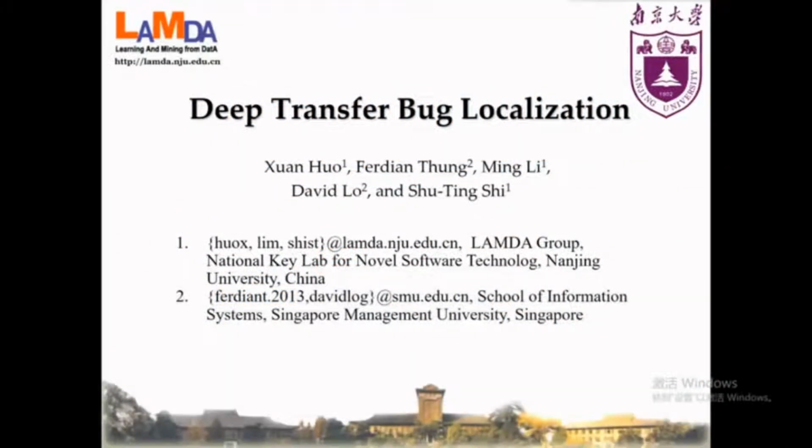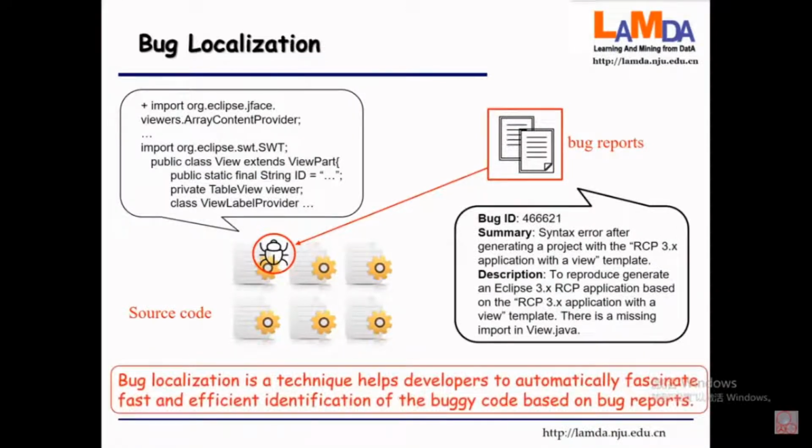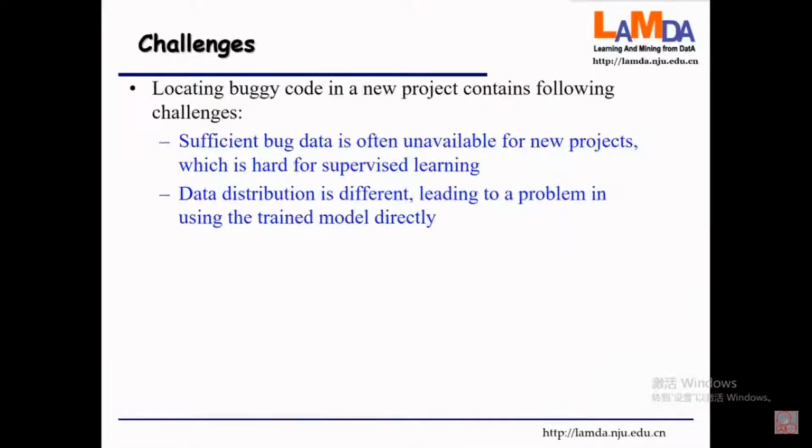Hello everyone, my name is Xuan Huo. I come from Nanjing University. Today we will introduce our work, Deep Transfer Bug Localization. When systems grow larger and larger, many projects often receive more bug reports than they can handle. Bug localization is a technique that helps developers automatically facilitate fast and efficient identification of the buggy code, which is very important and necessary.